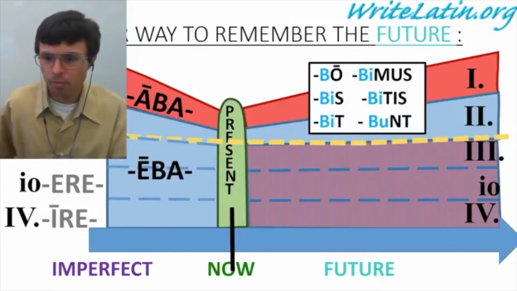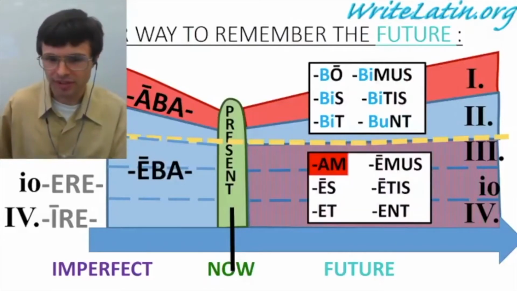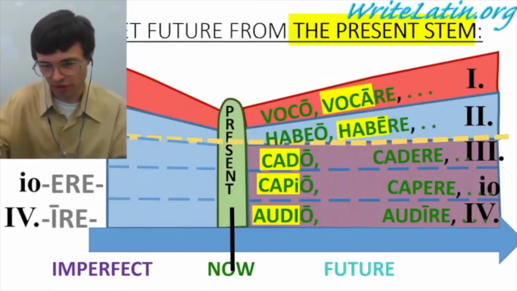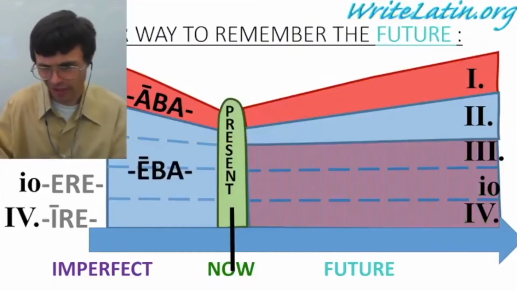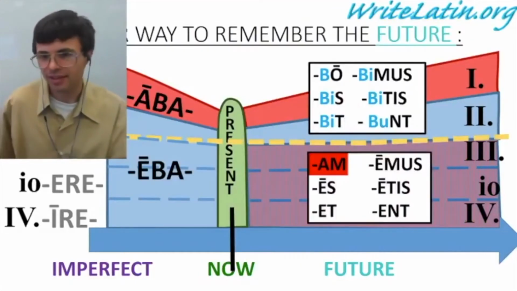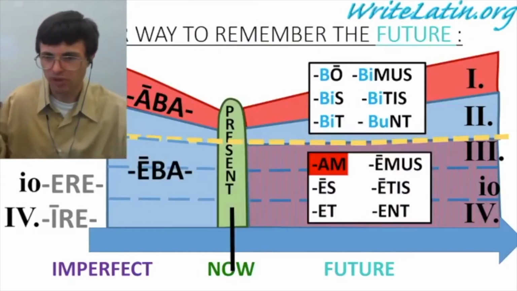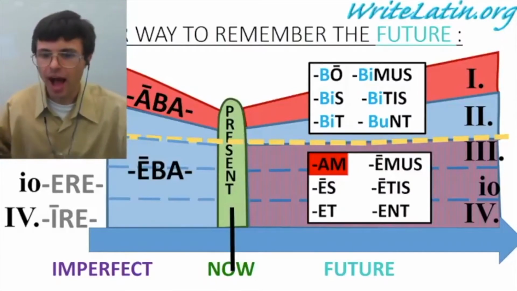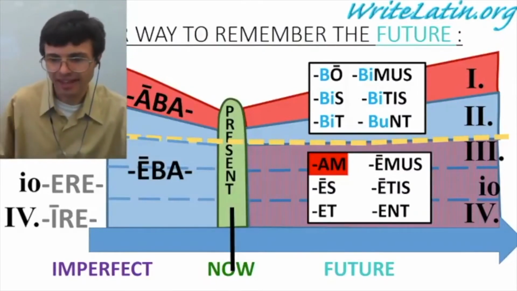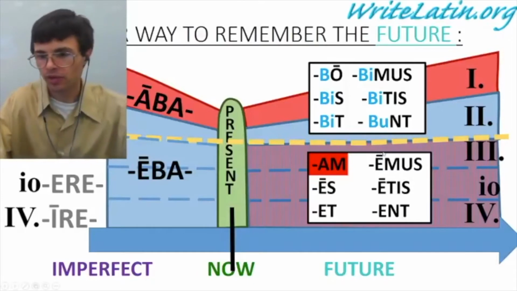But the simpler way to remember these endings is don't go with all of these special rules and starting with the stem and all that. Just remember the way it goes is this. Bo, bis, bit, bimus, bitis, bunt; am, es, et, emus, etis, ent. Again, notice that three of them have a long macron.